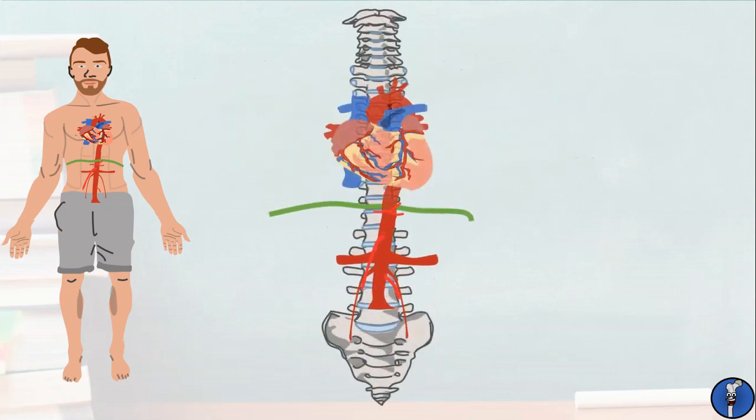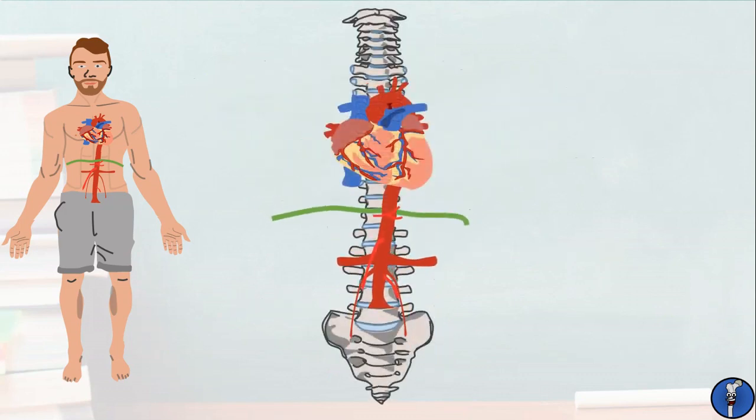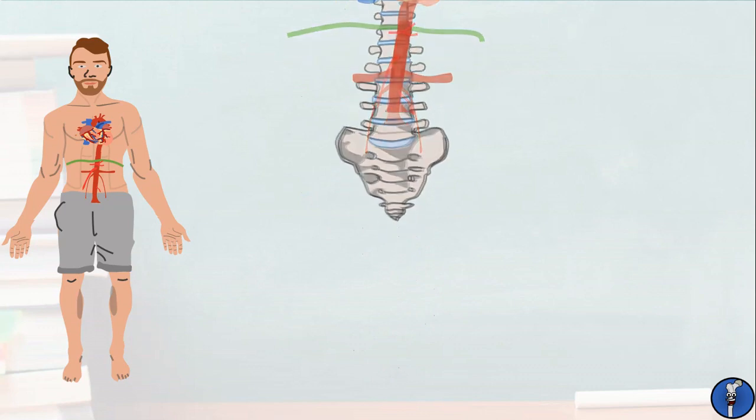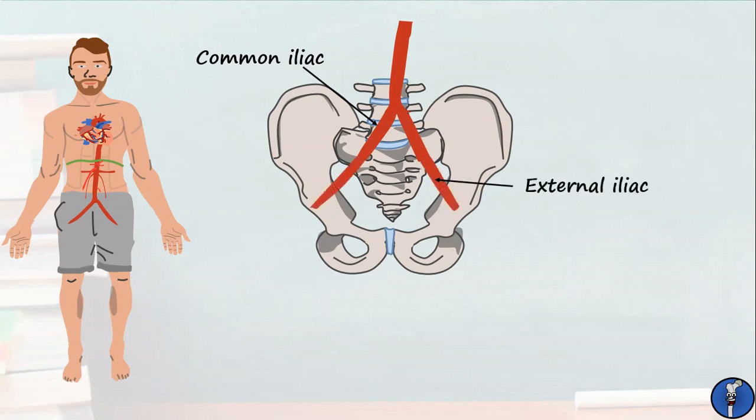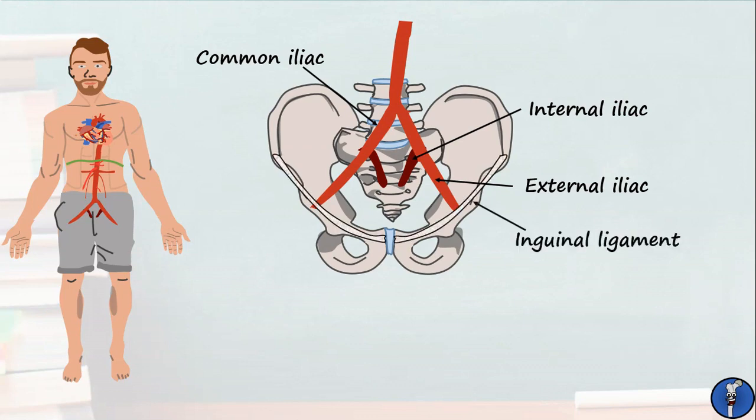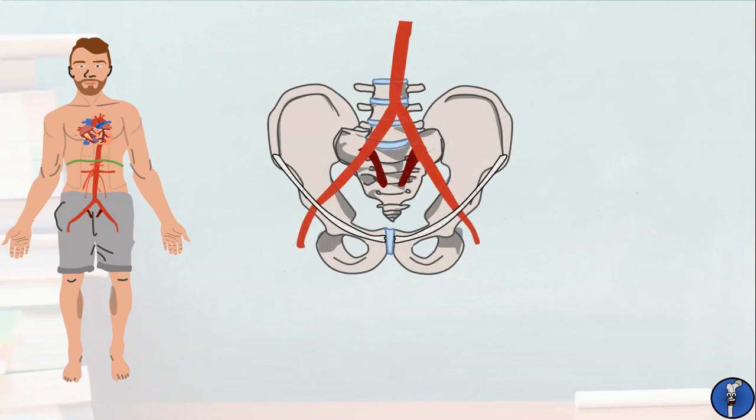Here's how all that fits in with the vertebral column. At around the level of L4, the abdominal aorta bifurcates into two divisions, the paired common iliac arteries. These themselves divide into the external iliac arteries, which supply most of the lower limb, and the internal iliac arteries, which supply the pelvis and reproductive organs. As the external iliac artery passes under the inguinal ligament and thus leaves the pelvis, it becomes known as the common femoral artery. Let's follow the common femoral artery down into the lower limb.